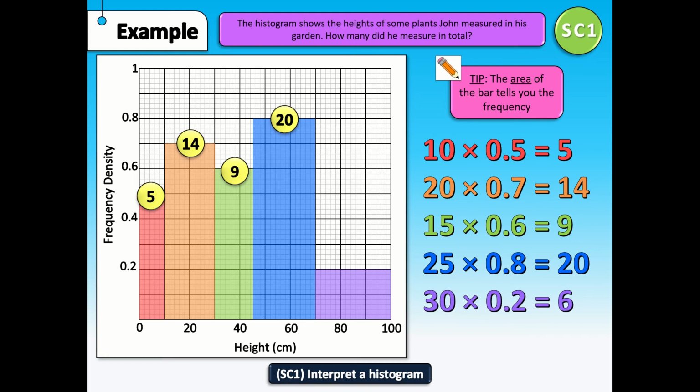Finally, the purple bar goes from 70 to 100, so that's a width of 30. It's got a height of 0.2, so that means there are 6 plants that are between 70 centimeters and 100 centimeters tall. So altogether, if we add them all, that's 54 plants.